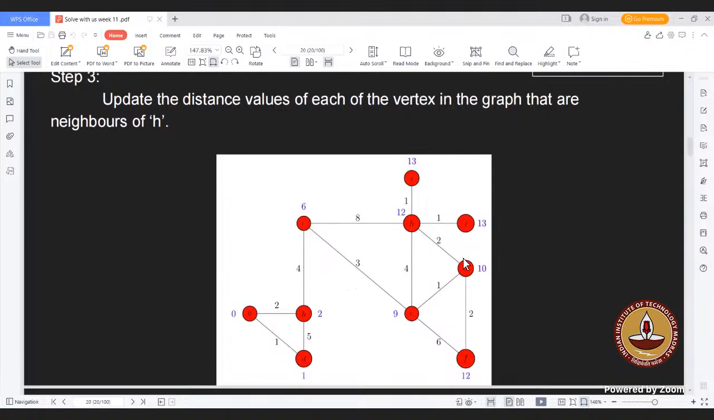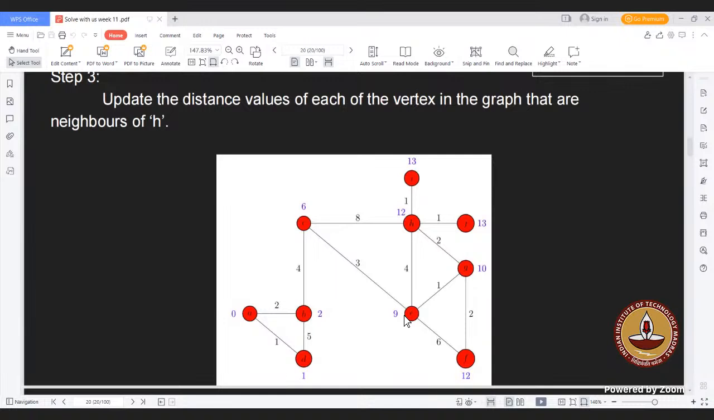But in the question, it is said that the distance between A and J is strictly less than 13, right? It is because of this B to E, correct? If we can find a way to travel with B to E at a lesser weight than 13, then what is the distance between A to E now currently?